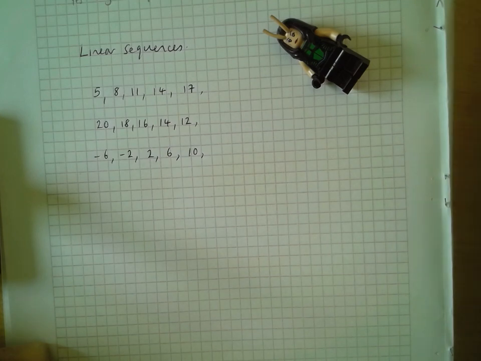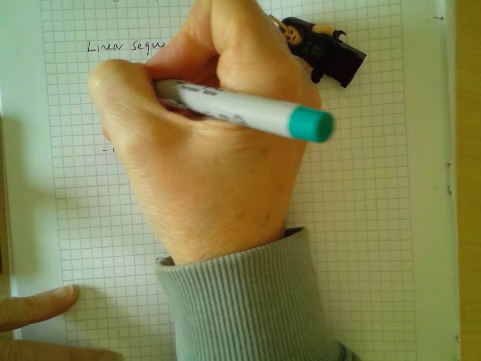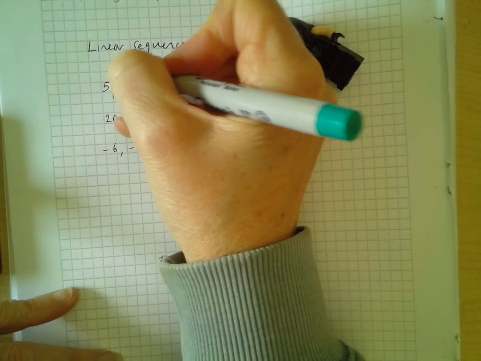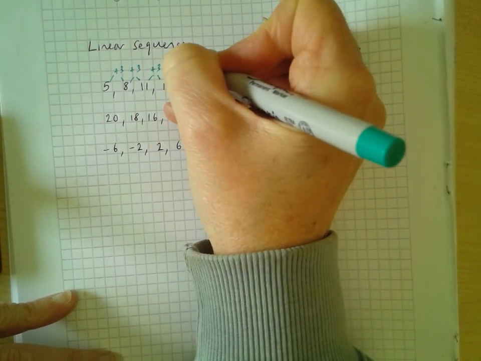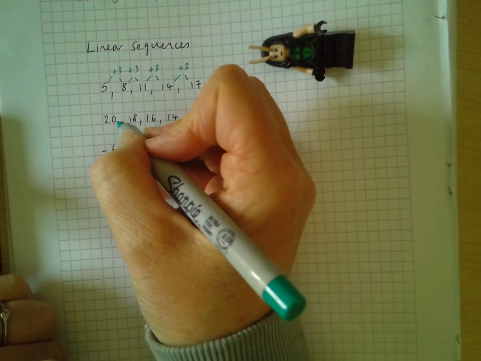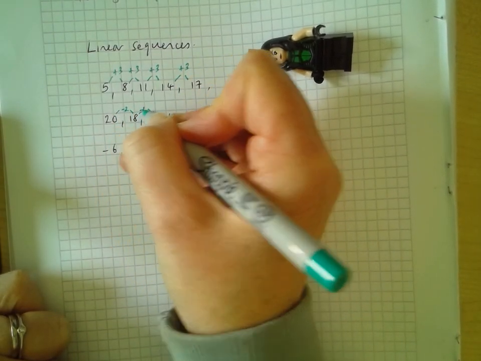So hopefully you can look at that and say, well, yes, here what's happening is, and I'll write it in pen here, we're going up by 3 each time, aren't we? We're going up by 3. Okay, here what are we doing? We're going down by 2. We're subtracting 2 to get to the next term.